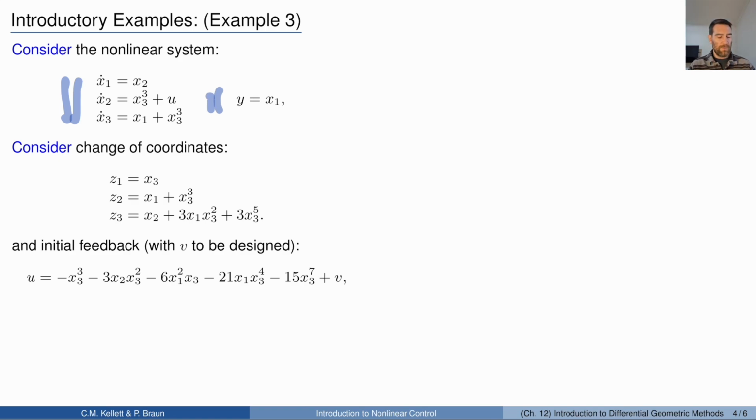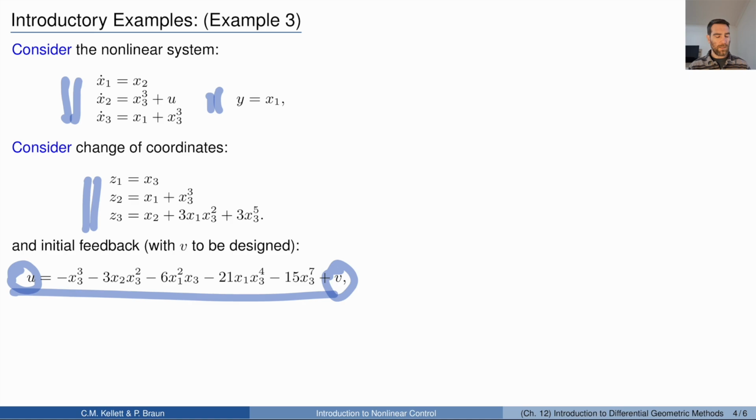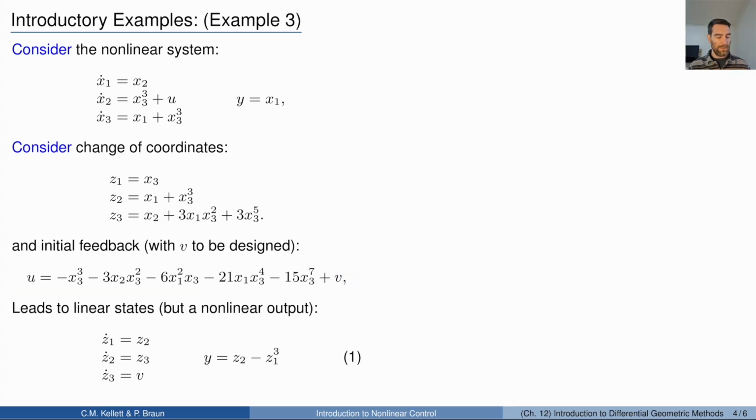Here we can also try to find a coordinate transformation such that our system becomes linear in the new variables. And in particular here, if we define our coordinate transformation in this way, and if we define an initial feedback law, similar to the first example, where we select u, but we add a new degree of freedom v here, and u is designed in such a way that particular terms cancel out, then we end up with this linear system with nonlinear output.